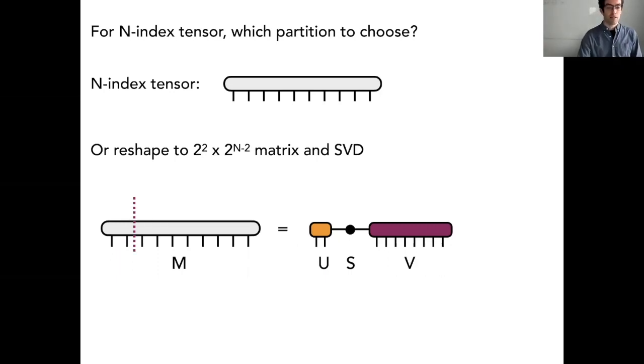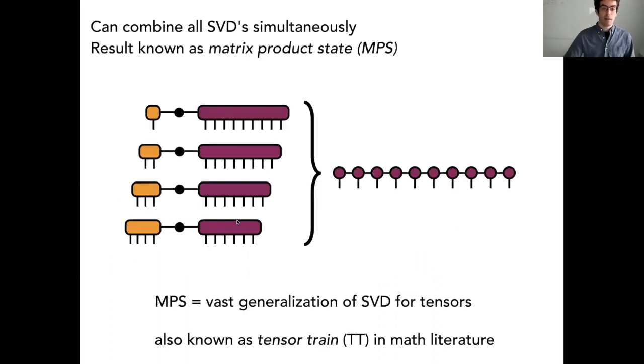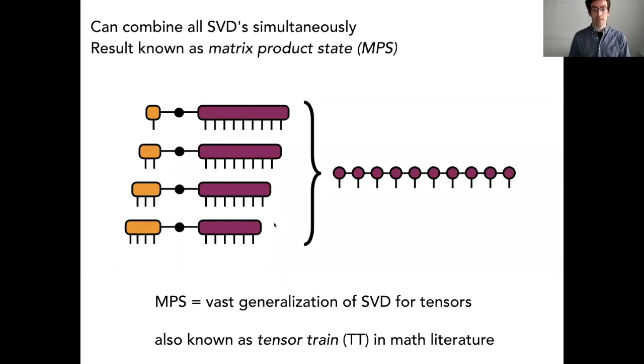So I can slide this partition along, and I can get all these different SVDs. Okay, and so that's interesting, but shouldn't they be related in some way, because they all, in the end, if I put everything back together, still describe the same original tensor. And it turns out you can devise a format which is equivalent to having done all the SVDs at once simultaneously in a consistent way.